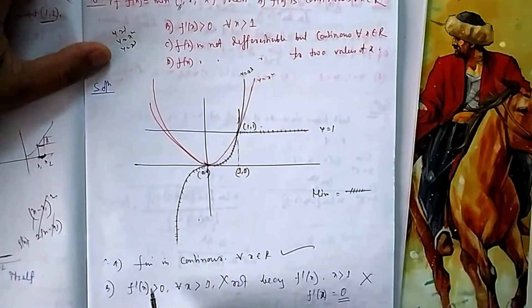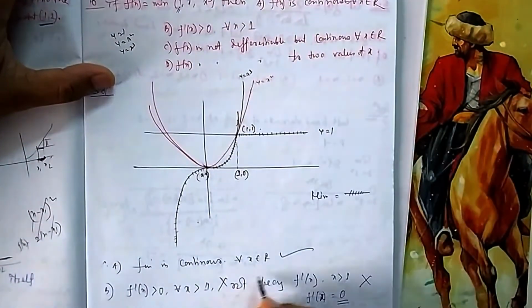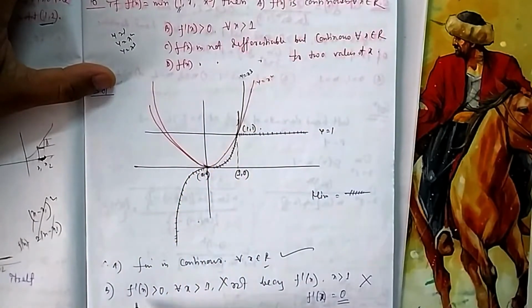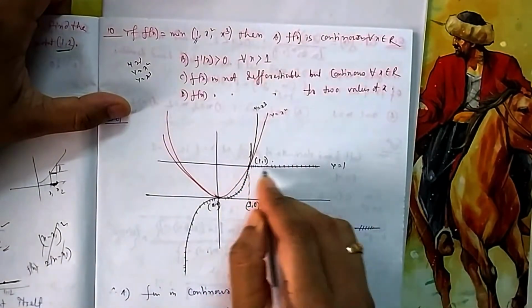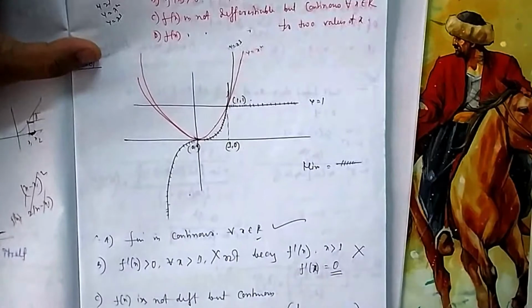So let's check. The first one, f x is continuous. Okay, it is continuous. You have seen it is continuous. F dash is greater than 0 for all x, for x greater than 1. You come to here, here f dash x is 0. So obviously B is not correct.